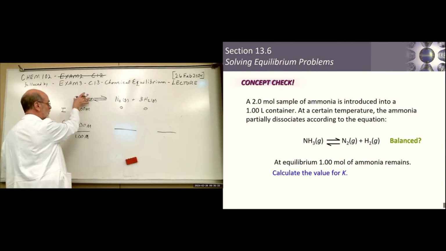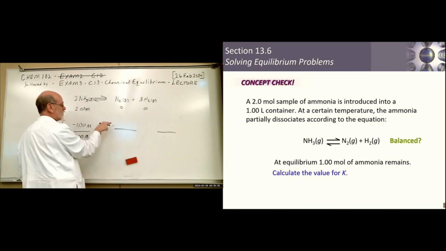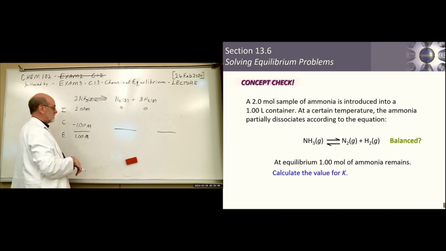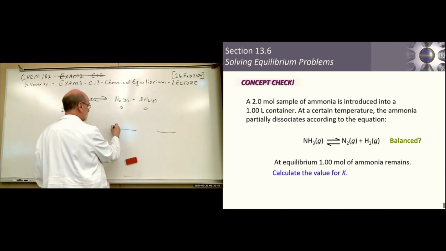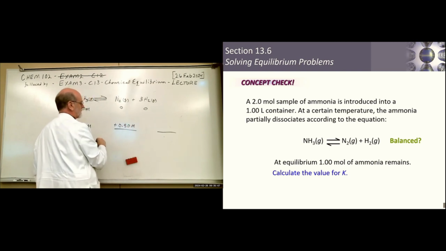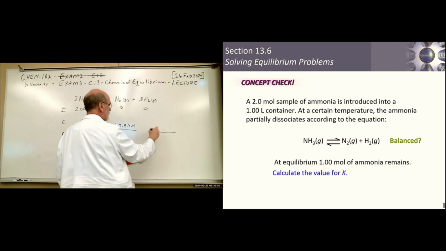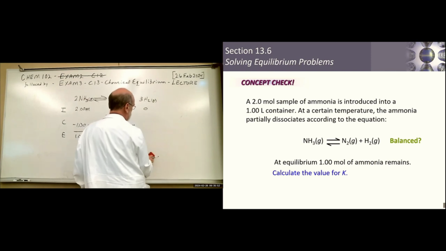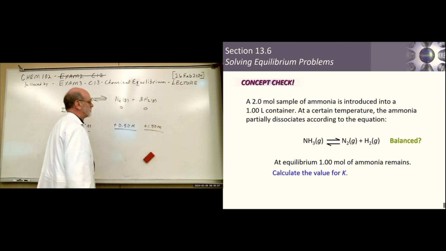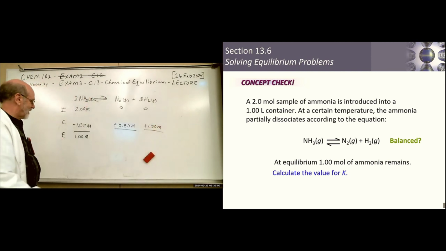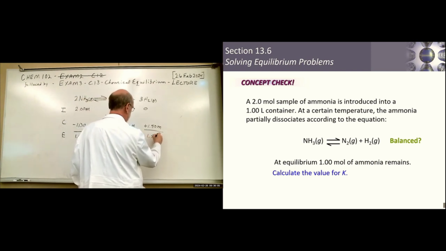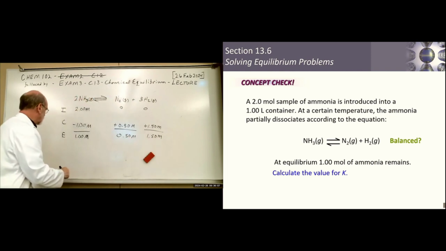And so if it lost 1 molar, the ratio is 2 to 1. So how much nitrogen did it produce? Half of that much, right? If the ratio is 2 to 1, we actually added 0.5 molar. And if the ratio is 3 to 1 here, we added 1.5 molar of hydrogen. Okay, so now we have our values, and we can calculate our K.